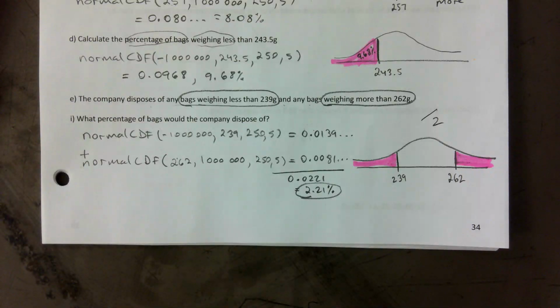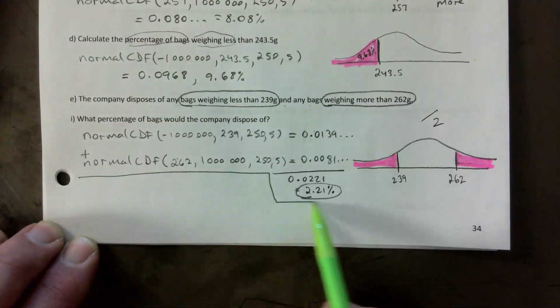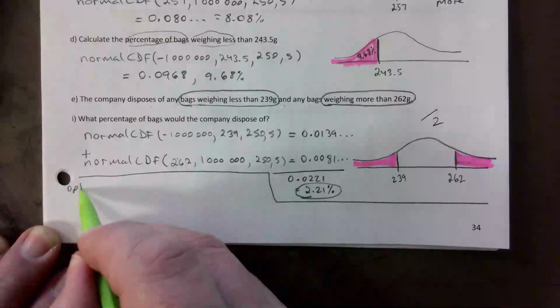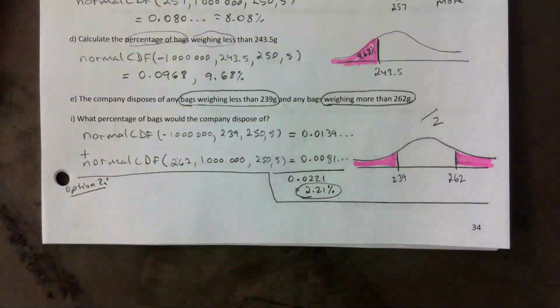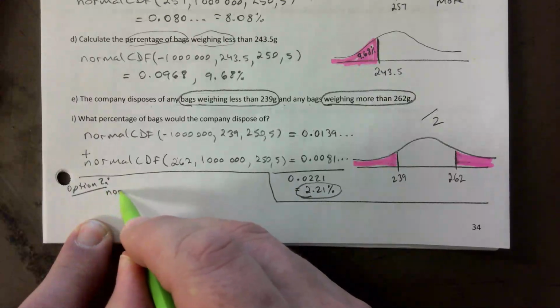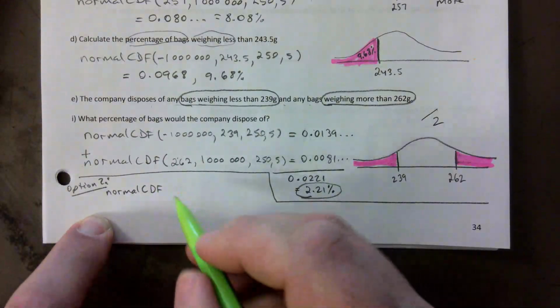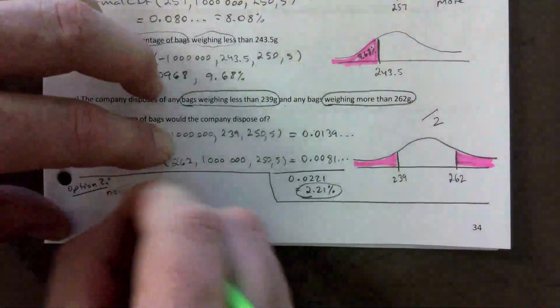Okay, so there's a different way of doing this. Let's cut this right here. This is option 2. I need you to know both, okay? I need you to understand both of these. I'm going to do a normal CDF. You know what? Can I change this? Sorry. I hope you have a pencil for this one.